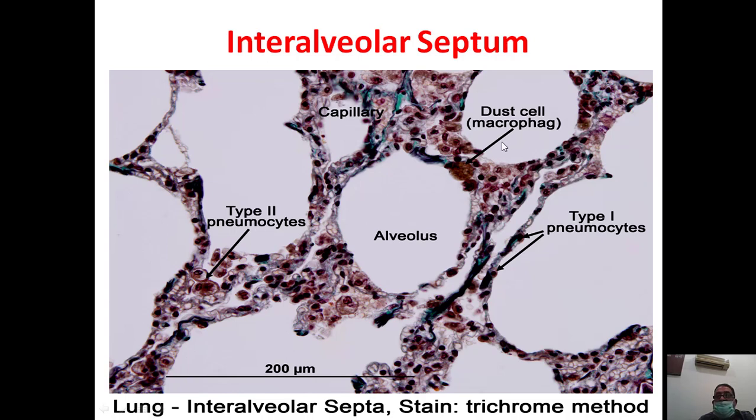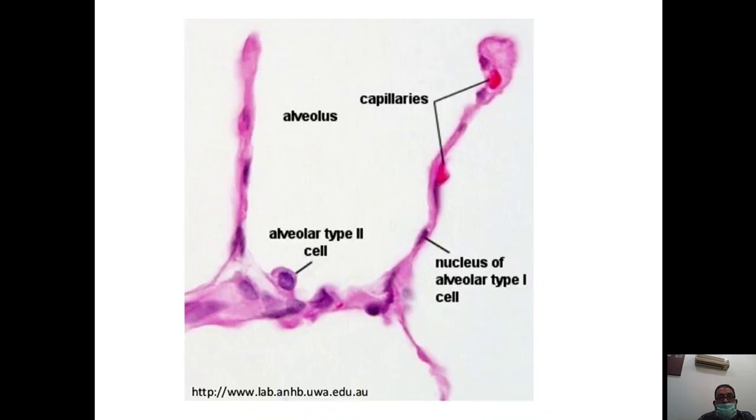Then the dust cell is also present, and the capillaries also. These are the components of the interalveolar septum, which is the septum that intervenes between the blood vessel and the alveolus. Now look at the picture. This is the interalveolar septum in detail with the H&E stain.